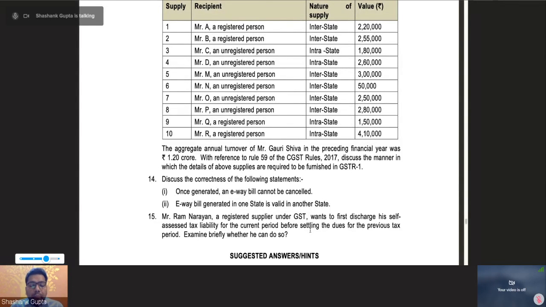So this Ram Narayan cannot discharge his self-assessed tax liability for the current period. First he has to pay the tax liability for the previous tax period.